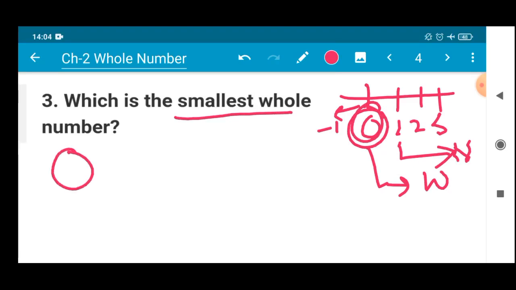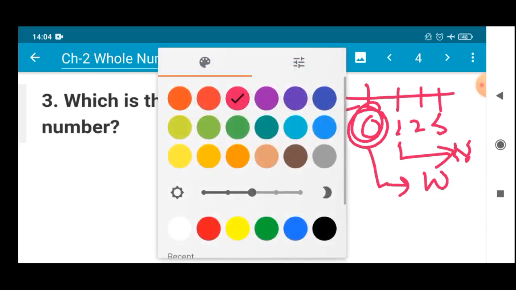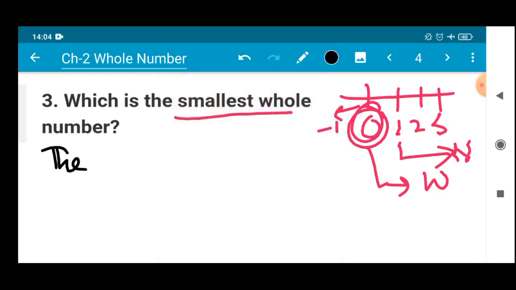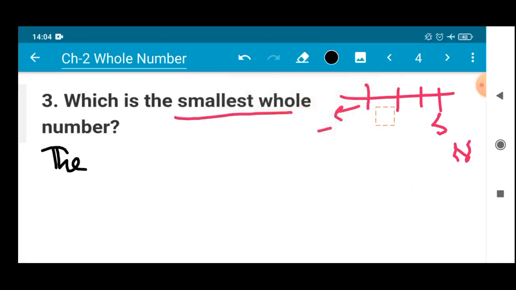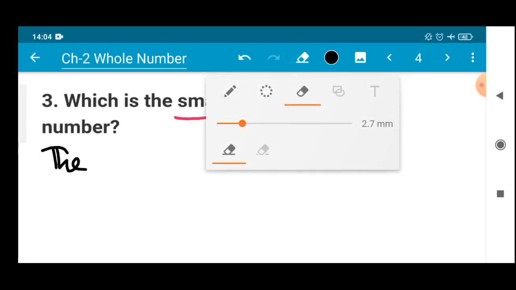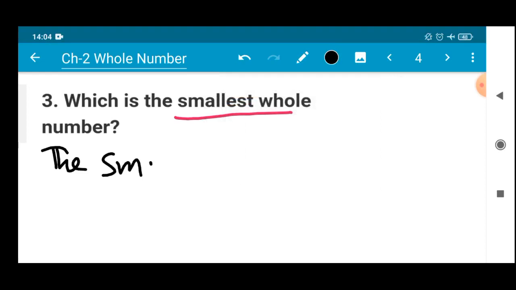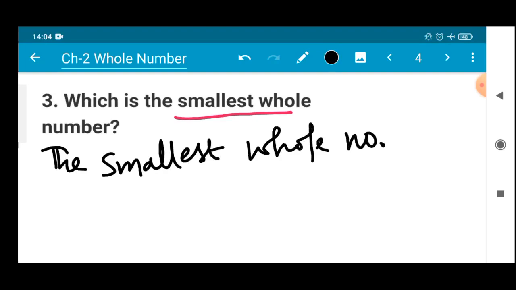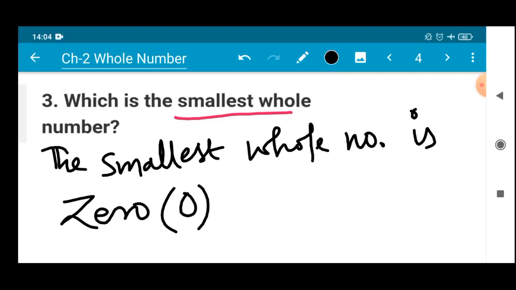So you may write in the statement that the smallest whole number is 0, z-e-r-o, 0. I hope you have understood why it is 0, because whenever we start saying what a whole number is, then we give the example of 0. The smallest whole number is 0. Then comes 1, 2, 3. 1 is also a whole number and a natural number.